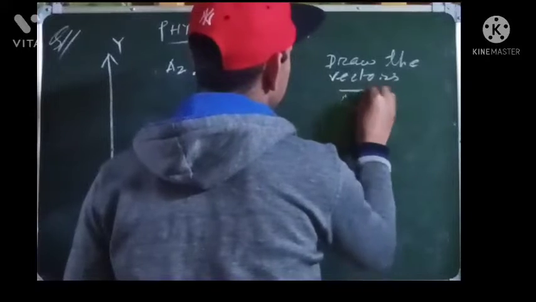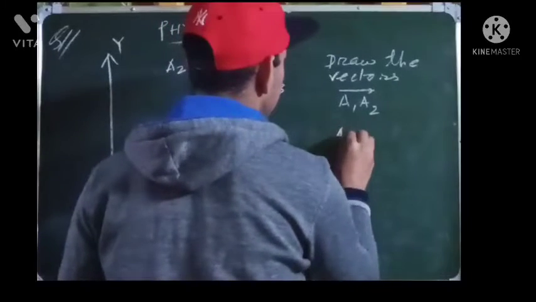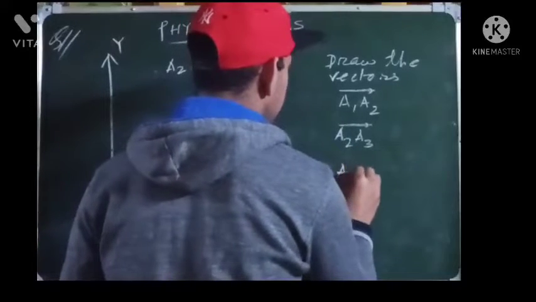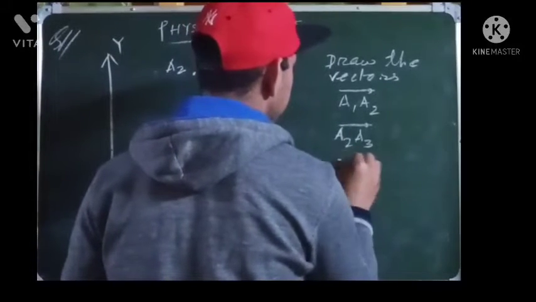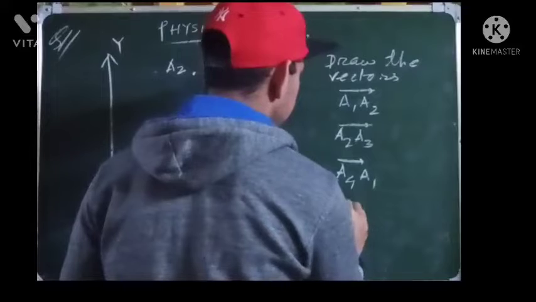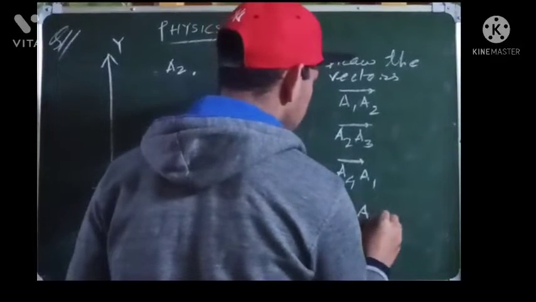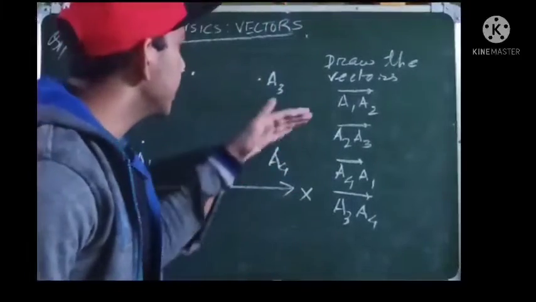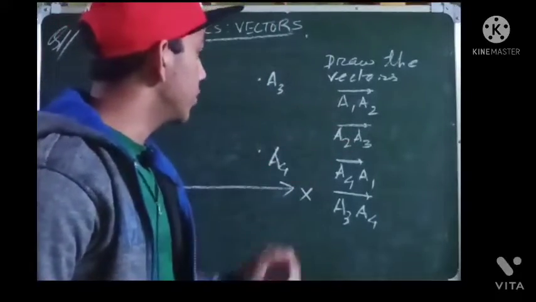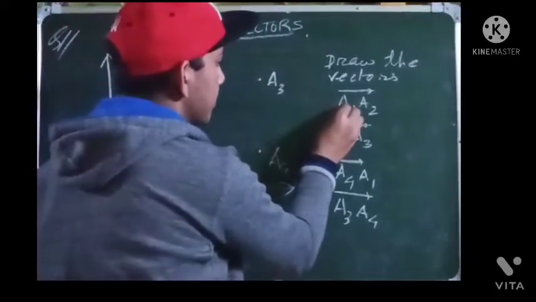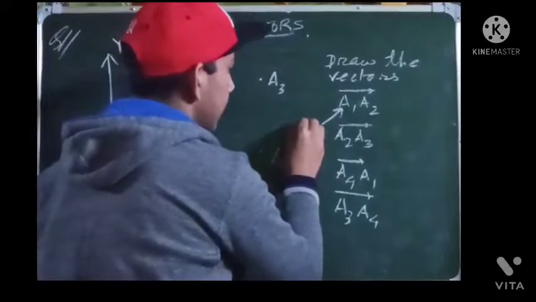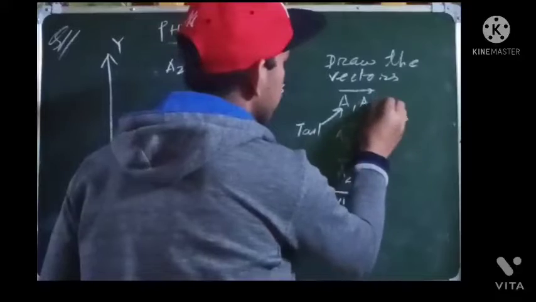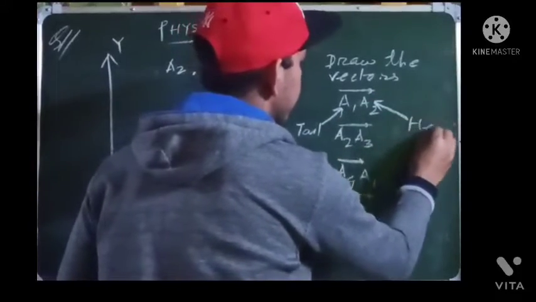A1, A2 vector, A2, A3 vector, A4, A1 vector, and A3, A4 vector. Remember, when it is written in this way, A1, A2, A2, A3, then this point represents the tail, and this point represents the head of that vector.